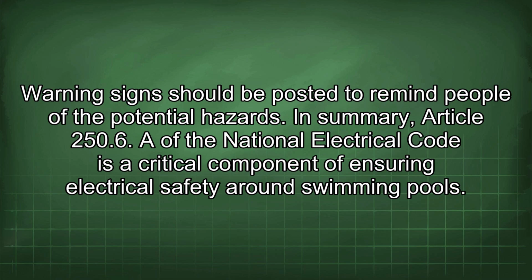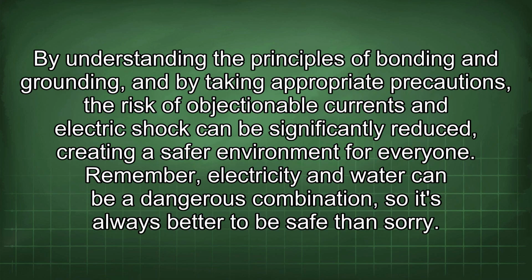In summary, Article 250.6 of the National Electrical Code is a critical component of ensuring electrical safety around swimming pools. By understanding the principles of bonding and grounding, and by taking appropriate precautions, the risk of objectionable currents and electric shock can be significantly reduced, creating a safer environment for everyone. Remember, electricity and water can be a dangerous combination, so it's always better to be safe than sorry.